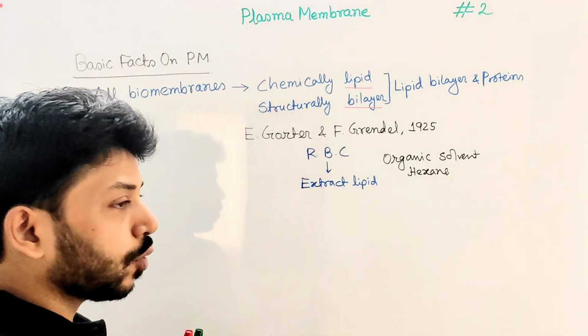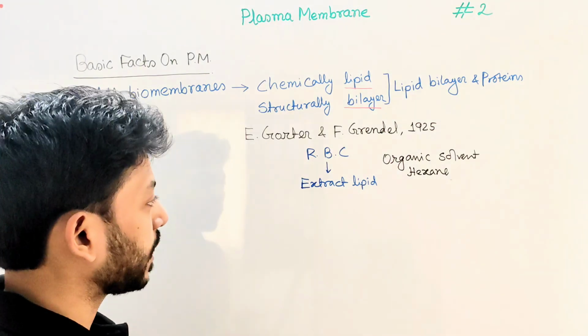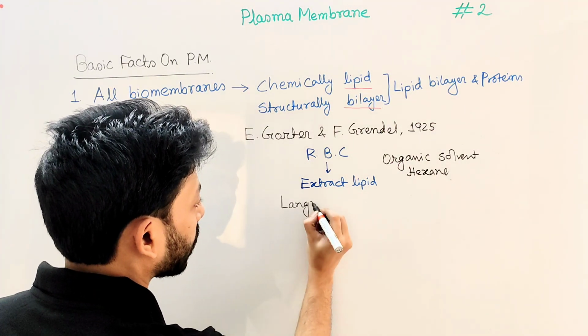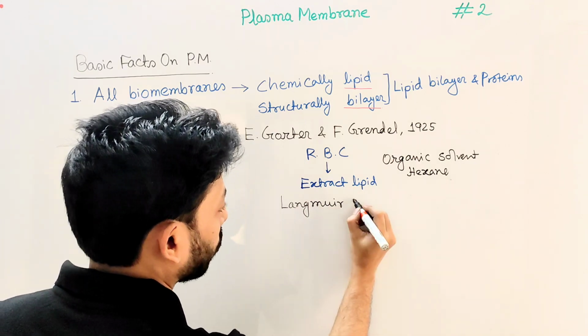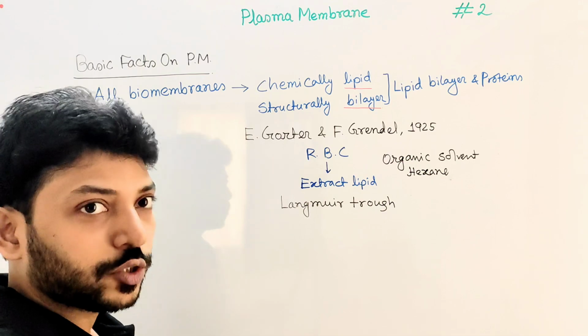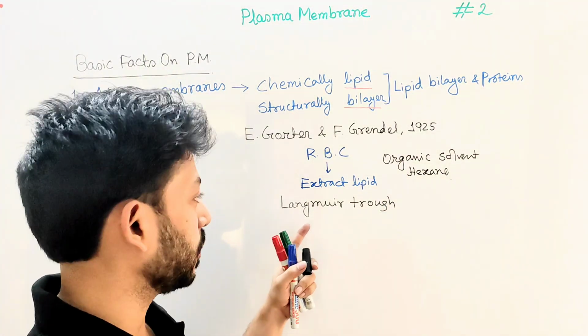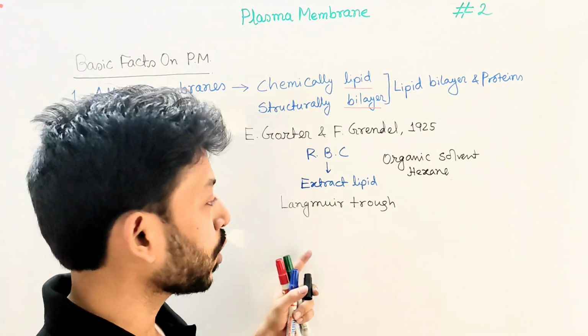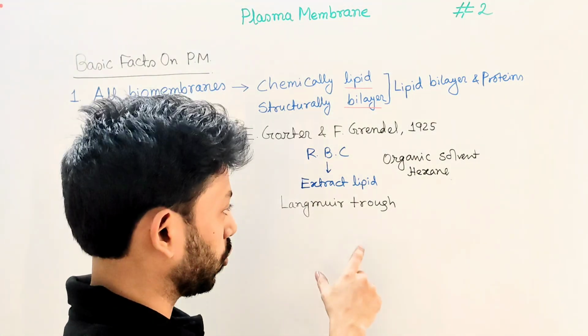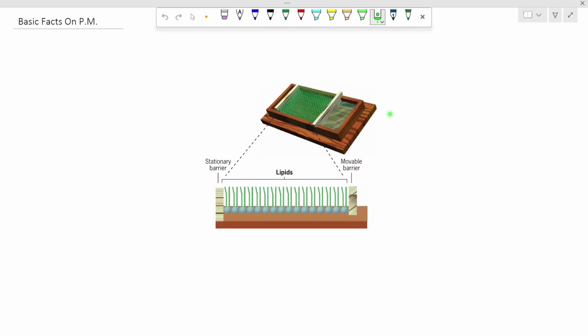Now they used one apparatus, or instrument, called the Langmuir trough. This instrument is named after its inventor, Langmuir. I will show the image of this instrument. This is the image of the Langmuir trough instrument. E. Gorter and F. Grendel used this instrument for the experiment.